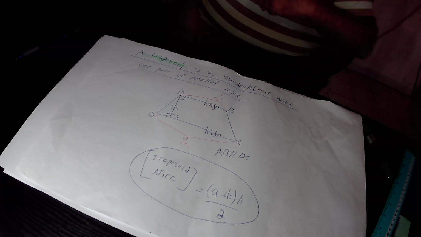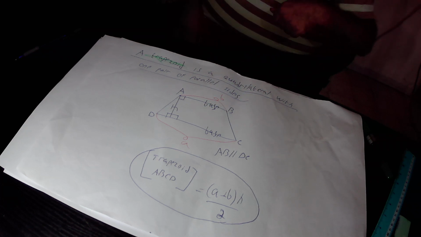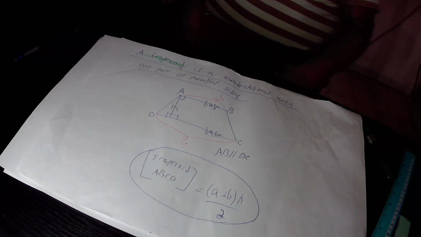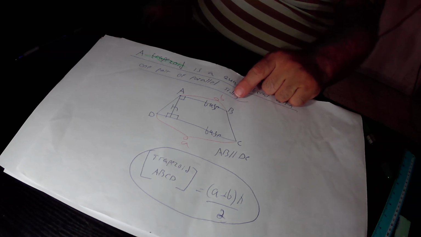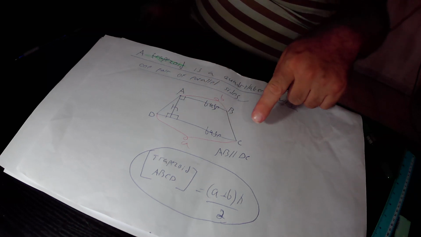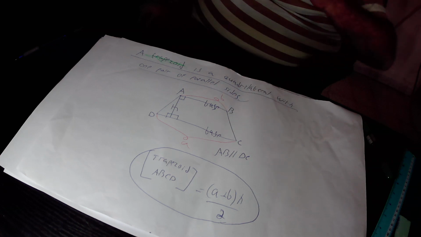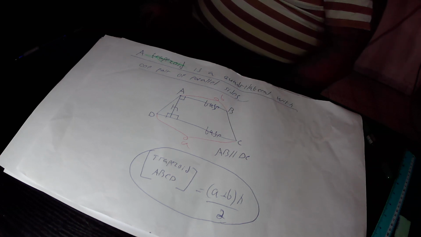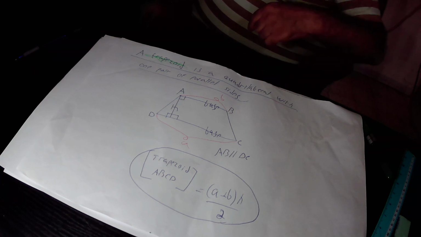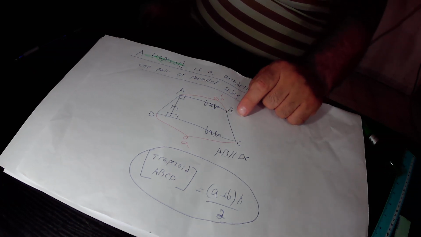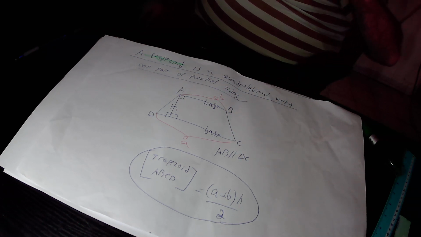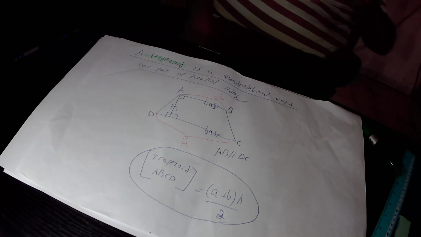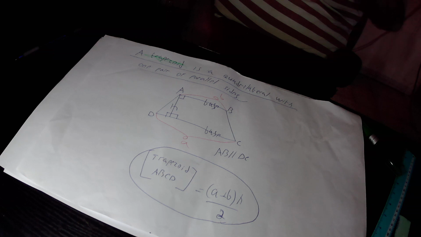Those two parallel sides are defined as the bases of this trapezoid. And if we define the length of side AB, that is the first base of trapezoid ABCD, as B, and we define the length of side DC as A, that is the second base, then the area of this trapezoid ABCD will be equal to the sum of its two parallel bases, that is A plus B, times the height h over 2.